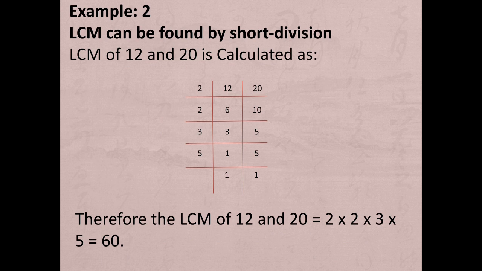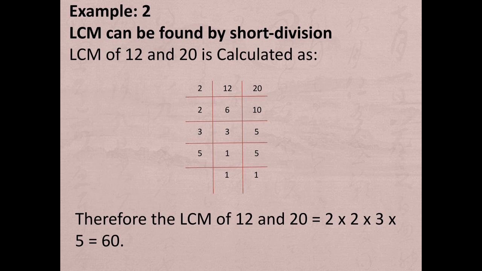Example 2. LCM can be found by the short division method. LCM of 12 and 20 is calculated as follows. In the prime factorization method, you find the prime factorizations of the first number and then the other number, then you list down these numbers and find the common prime factors.